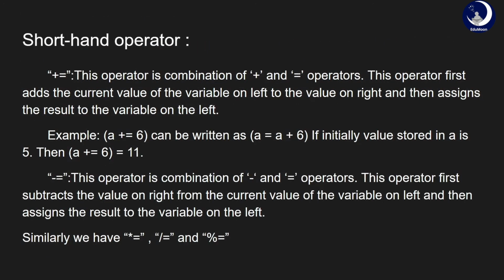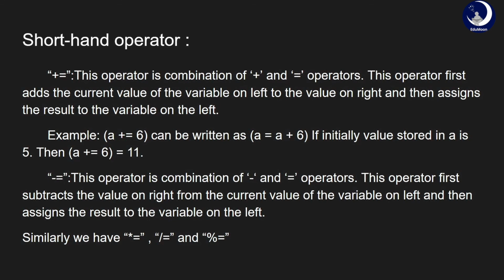Now let's look at shorthand operators. Plus equal to. This operator is a combination of plus and equal to operators. This operator first adds the current value of the variable on the left to the value on the right and then assigns the result to the variable on the left. For example, a plus equal to 6 can be written as a is equal to a plus 6. If initially the value stored in a is 5, then a plus equal to 6 will make it 11. That is, a is equal to 5 plus 6, that is 11.